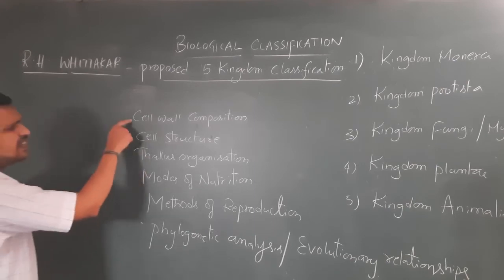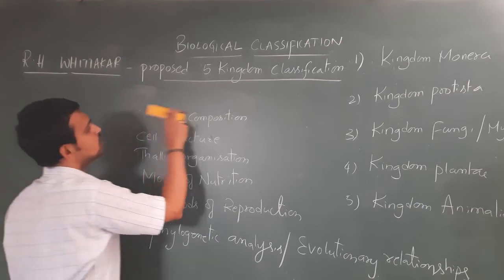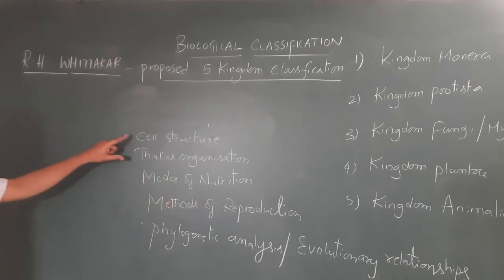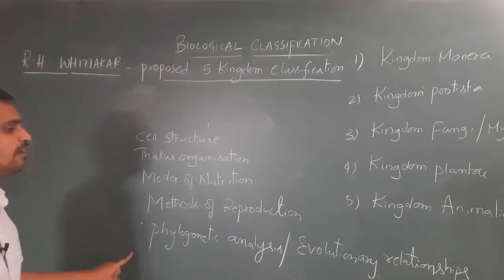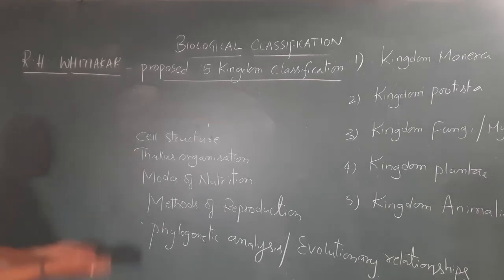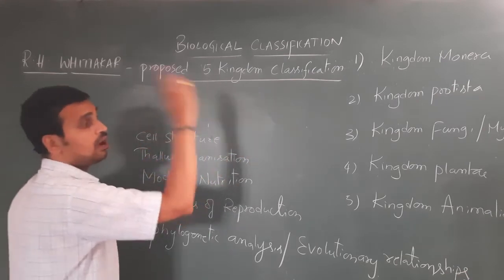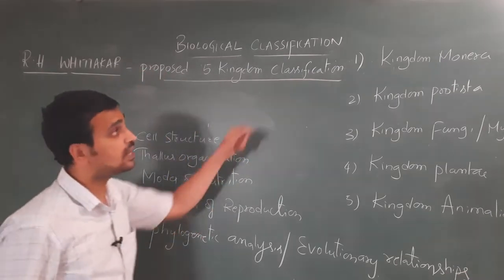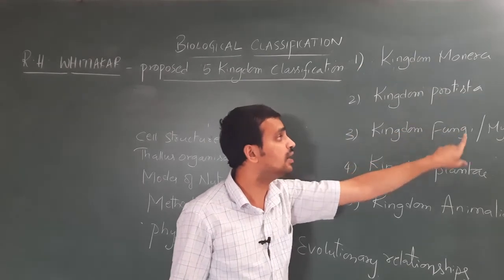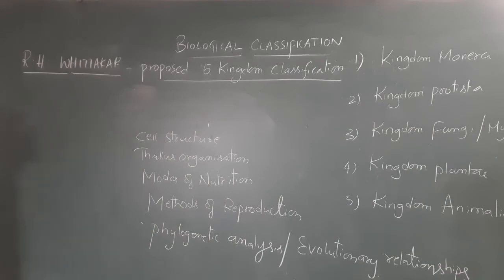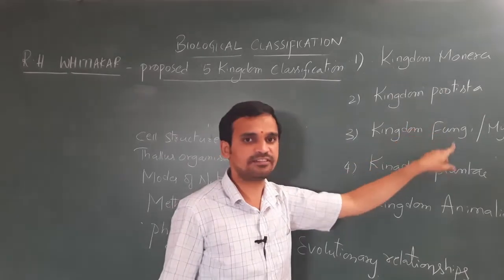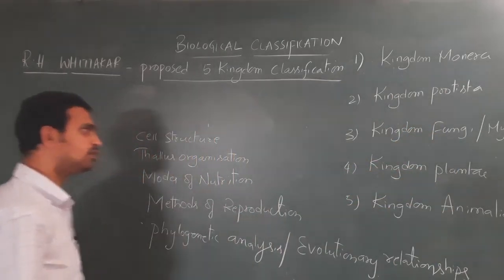But he has given the least importance to the cell wall composition. So these 5 you should remember: cell structure, thallus organization, modes of nutrition, methods of reproduction, phylogenetic analysis. These are the main characteristics that R.H. Whittaker has taken to classify the organisms under 5 kingdoms, that is Kingdom Monera, Kingdom Protista, Kingdom Fungi, Kingdom Plantae, Kingdom Animalia. So in R.H. Whittaker classification, what are the different organisms which come under Kingdom Monera, Protista, Fungi, Plantae and Animalia, that we are going to discuss now.